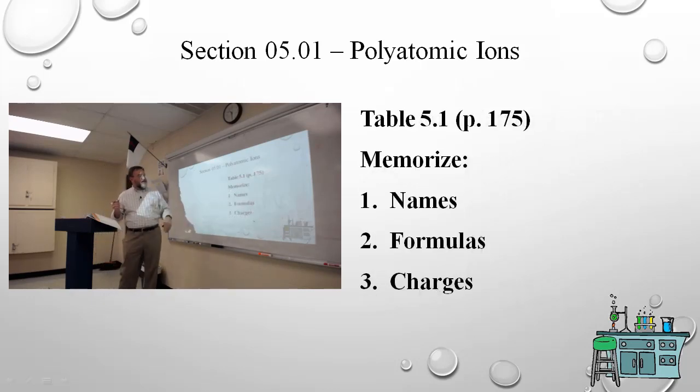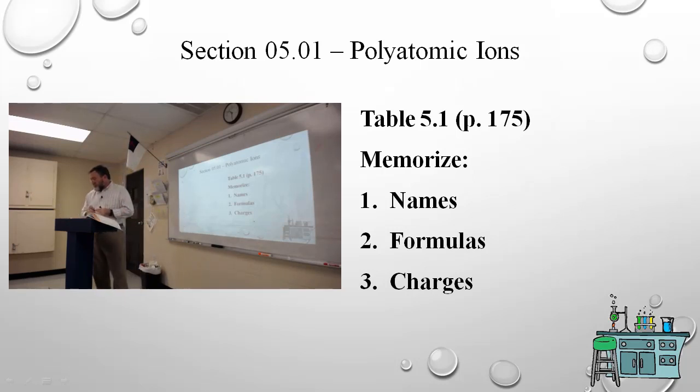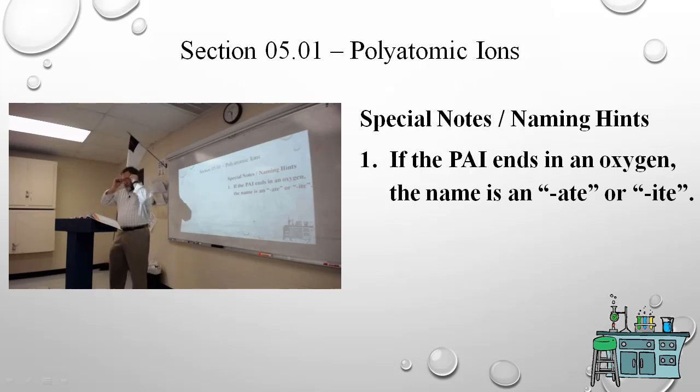So, as I said on table 5.1, you need to memorize the names, the formulas, and the charges. And you'll see why in a minute, so you go ahead and keep that table open. In addition to just memorizing them, there's a few helpful hints, some things to remember. You're going to notice that there are ions in here which end in oxygen. A lot of them do. Look down the formula columns. 1, 2, 3, 4, 5, 6, 7, 8, 9, 10, 11 of them end in oxygens in the formulas.